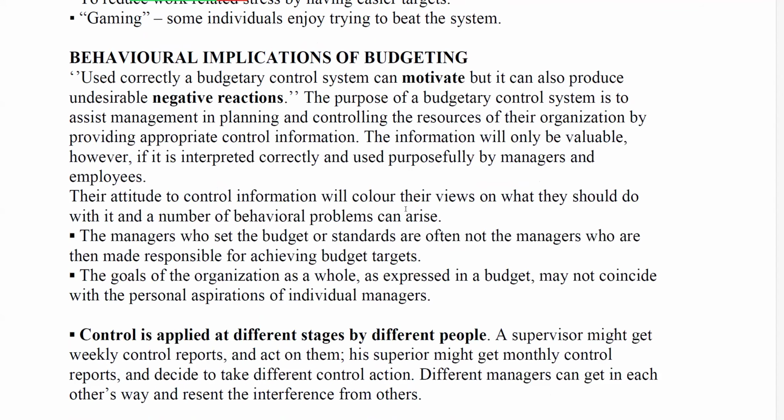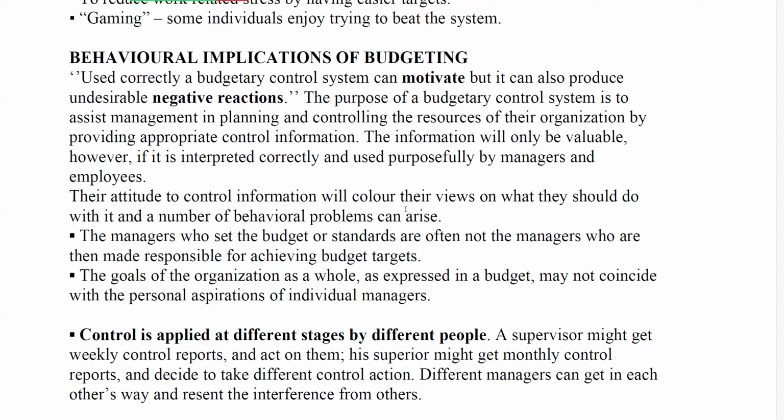Now, used correctly, a budgetary control system can motivate, but it can also produce undesirable negative reactions. Now, the purpose of a budgetary control system is to assist management in planning and controlling the resources of the organization by providing appropriate control information. The information will only be valuable, however, if it is interpreted correctly and used purposefully by managers and employees. You get the idea? So we do not want to bring these negative reactions, but it happens. So their attitude to control information will color their views on what they should do with it, and a number of behavioral problems can arise.